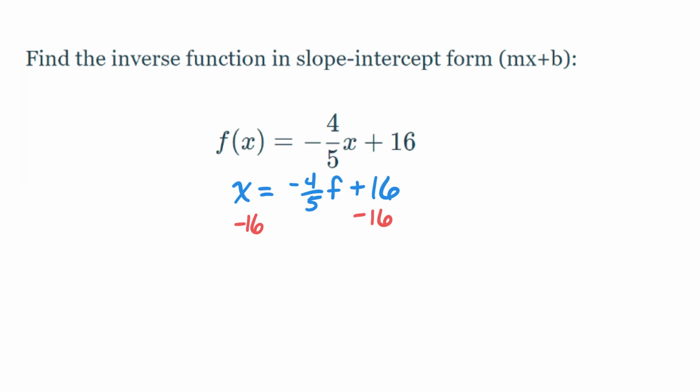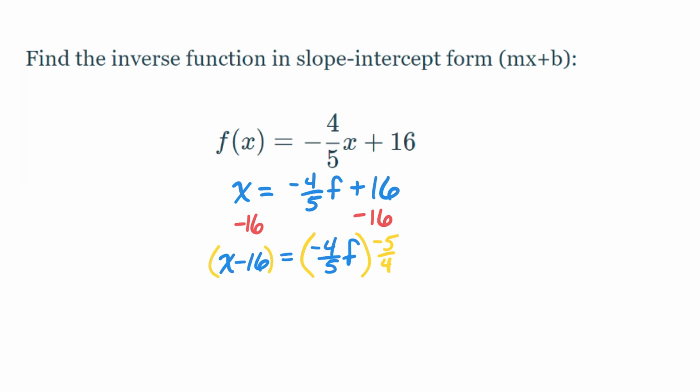So we have another 16 in this case. So we get x minus 16 equals -4/5 f. So at this point, what we have is two operations, but we can take care of it in one fell swoop. 4/5 is the same thing as saying times 4 divided by 5, so we could do that one after another. But what I would prefer to do is take this and multiply times the inverse. The reciprocal of 4/5 is 5/4.